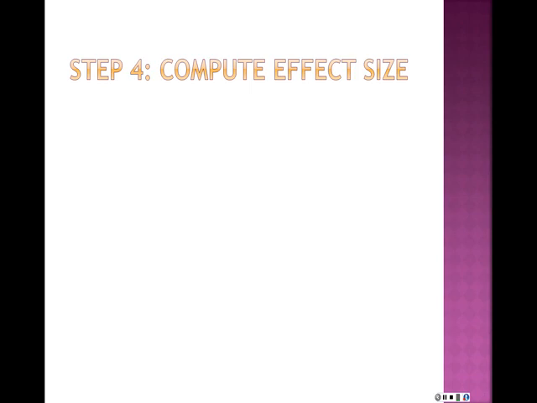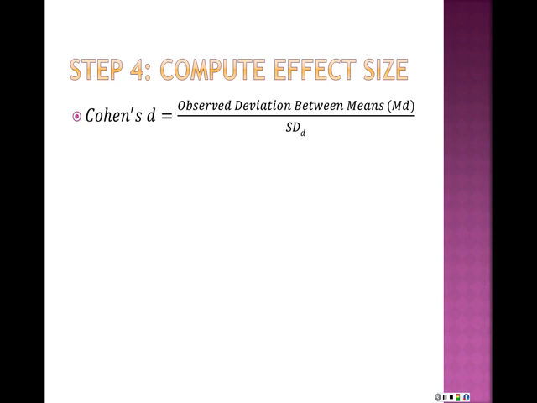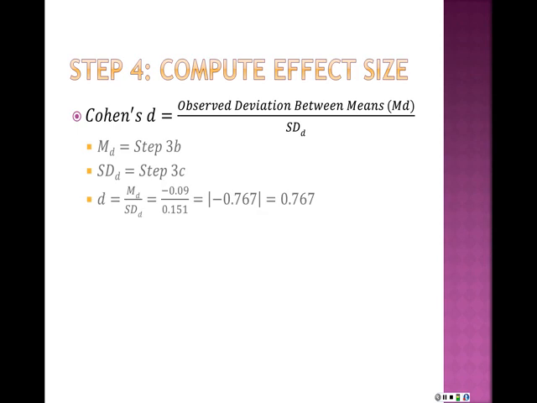Next, we need to compute the effect size. Our effect size is the observed deviation between the means divided by the standard deviation of the deviations. So again, step 3b and 3c in our previous couple of slides. After calculating this, we're looking for the absolute value of the Cohen's d, and what we find is 0.767, which is a large effect. It's a large effect because it is close to 0.8, and if you read in your book, a Cohen's d close to 0.8 is considered to be a large effect.